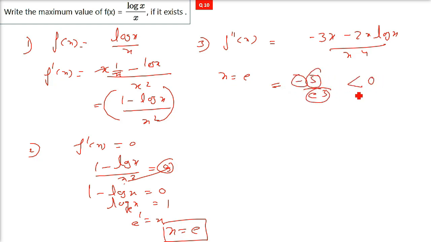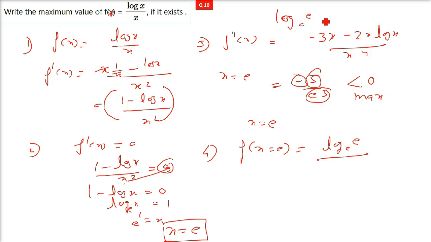So negative and e cube, they both are constants. So you have a negative. Negative is less than 0. So at x equals to e, you have to find out the value of the function, which is the maximum value, that is f(e). So log e divided by base e is there, e. Please remember, if the base and the value inside the log are the same, it is going to be 1. I hope this is very clear to you. So log base e divided by e, the numerator becomes 1, then the denominator has e, so it's 1 by e. That's your final answer.